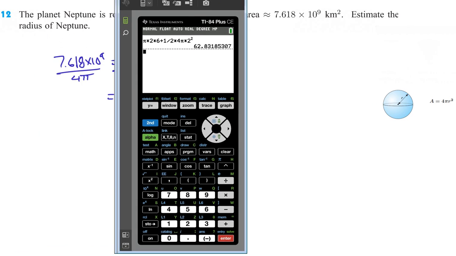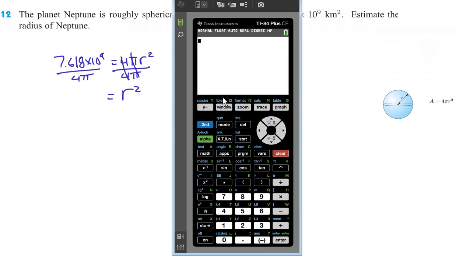So let's see what we can do about this scientific notation here. So really we can just do this, 7.618, and we can simply just do this times 10 to the 9th, right? And there's our scientific notation, basically just moving that decimal over 9 spots to the right. And then we want to divide that by parentheses 4 pi. If you don't put the parentheses in there, it's going to give you a wrong answer by about a factor of 10.